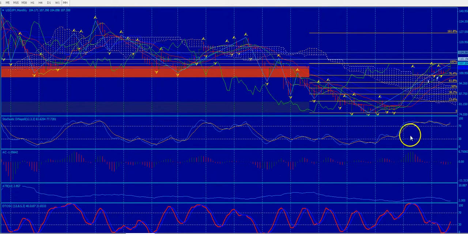Or our stochastics we have here, it's showing strength. It's over 70, but wait a minute, it's kind of diverging down. So maybe we should be looking to short, or should we go long because it's staying above 70? And then we've got our oscillator here, which is kind of showing some weakness. But wait a minute, it did turn green. So we're not sure if we should trade long or short off that.